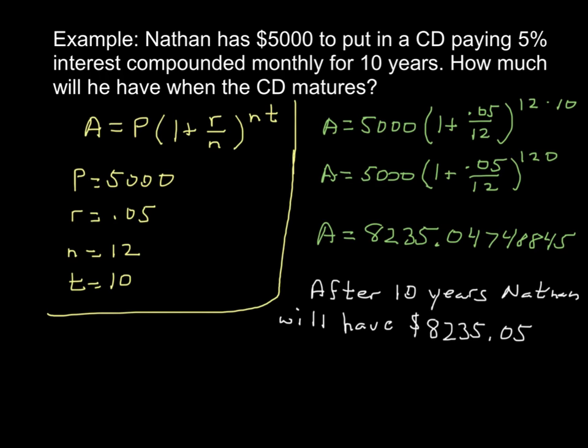Because we're dealing with money, I'm going to round it to 2 decimal places. So, in this case, after 10 years, I know Nathan is going to have $8,235.05.